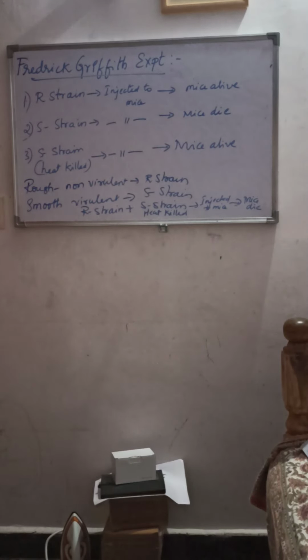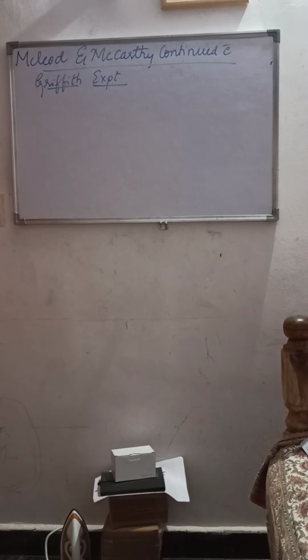Now moving on to the next one, that is MacLeod and McCarty continued with the Griffith experiment to identify the transforming material responsible for converting the R strain into the S strain. So what did they do? They purified the biomolecules, that is the protein, DNA and RNA, from the heat killed S strain to see which could transform live R cells into S cells.